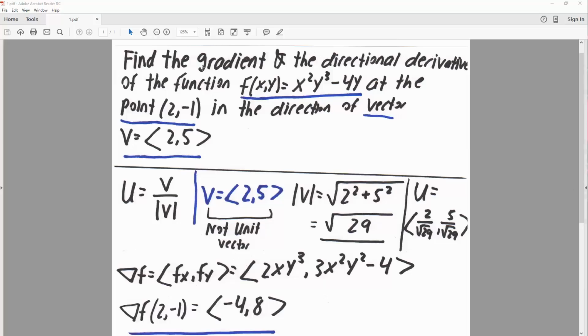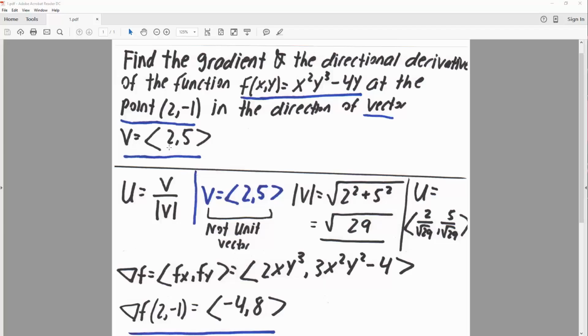Okay, in this video we want to find the gradient and the directional derivative of the function f(x, y) = x squared times y cubed minus 4y at the point (2, -1) in the direction of vector v = <2, 5>. And if you notice in this problem, we're given v, we're not given the unit vector.